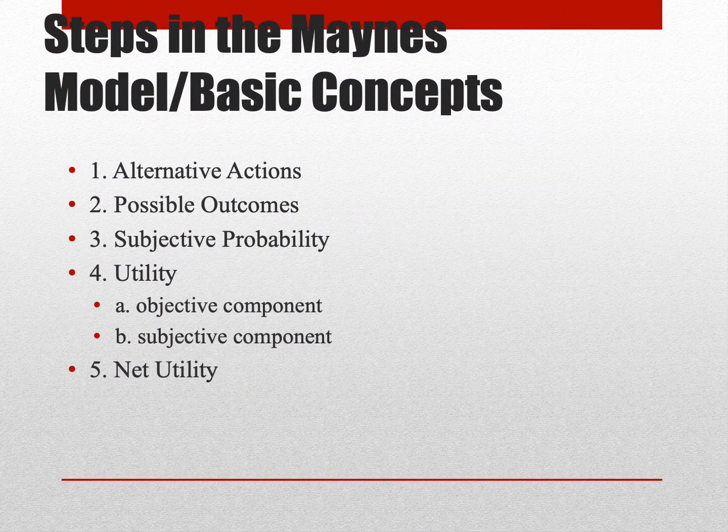The Maynes model consists of 5 steps to get us to the best decision. The first is alternative actions. Second is possible outcomes. Third is subjective probability of outcome. Fourth is utility, and under utility we have an objective component and a subjective component. And the last step is net utility.